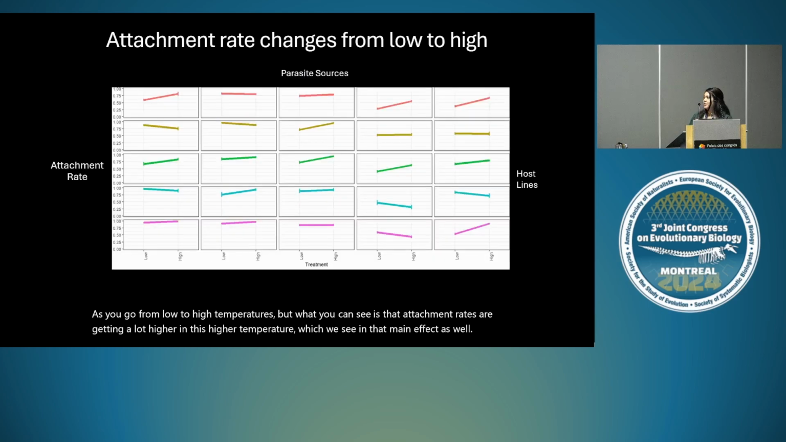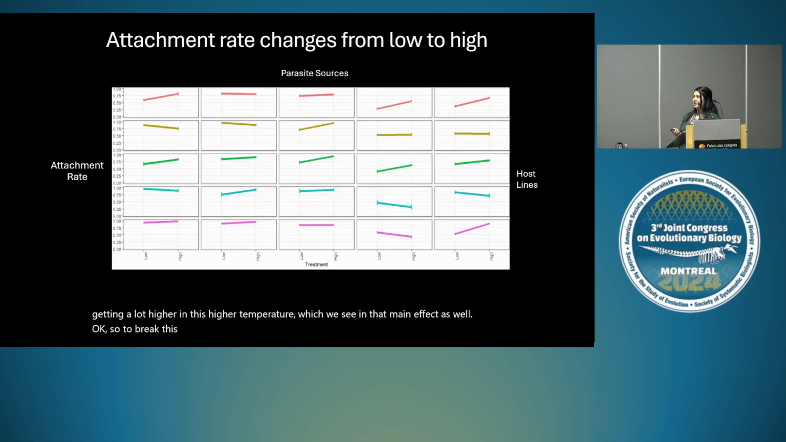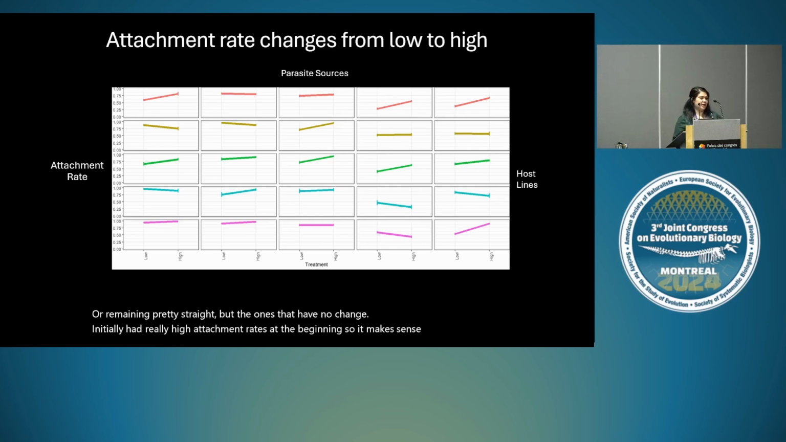Okay, so to break this down, I just looked at attachment rate changes from low to high. So I have 25 different combinations here that show the differences in attachment rate. And out of those 25, we have 21 of these that are either increasing in attachment rate like this, or remaining pretty straight. But the ones that have no change initially had really high attachment rates at the beginning, so it makes sense that they're really not able to go any higher.